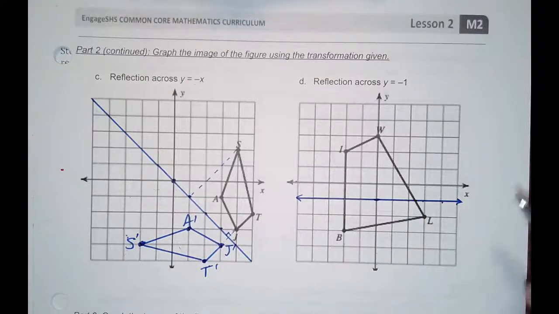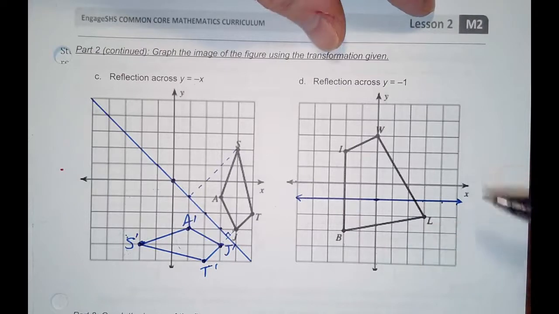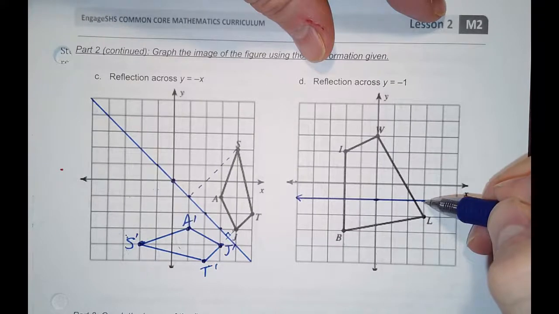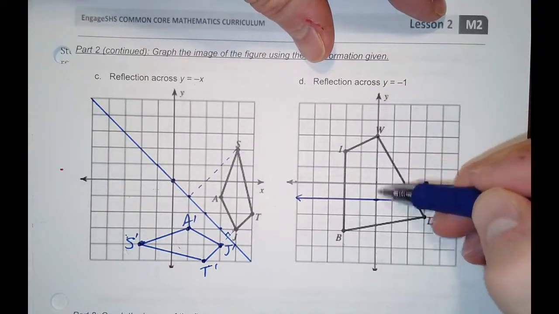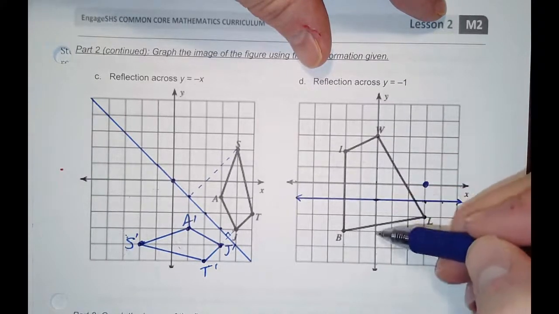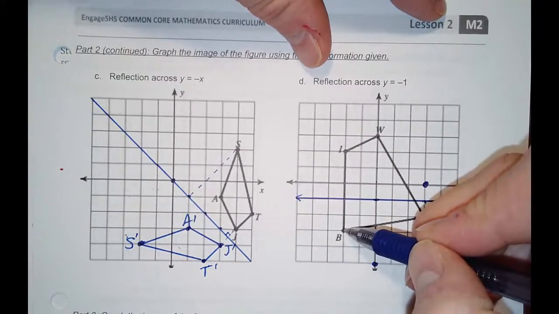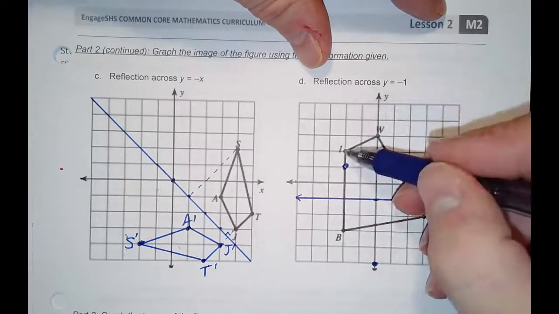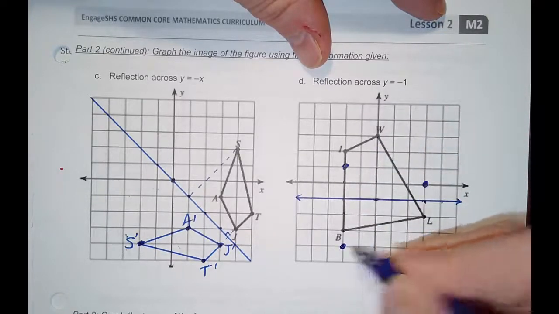L is 1 space below the line of reflection, so its image is 1 space above. W is 1, 2, 3, 4 spaces above the line of reflection, so its image will be 4 spaces below. B is 2 spaces below the line of reflection, so its image will be 2 spaces above. I is 1, 2, 3 spaces above, so it will be 1, 2, 3 spaces below. After we find the points as they're reflected, we're going to draw in the sides of the shape. And label it.